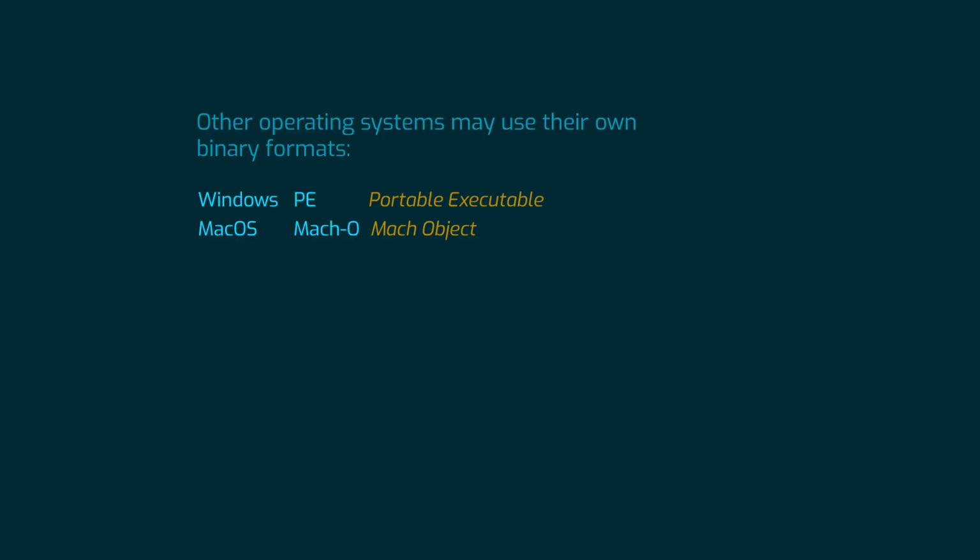Of course, some other operating systems use their own binary formats. Windows uses its own Portable Executable file format. macOS uses its own Mach object file format. These formats have different layouts and underlying principles for how they organize program data.